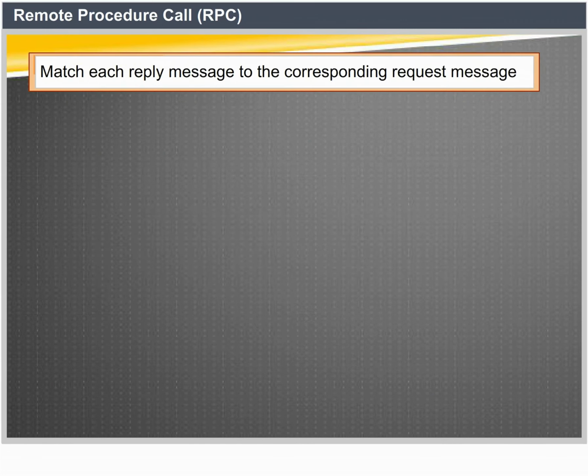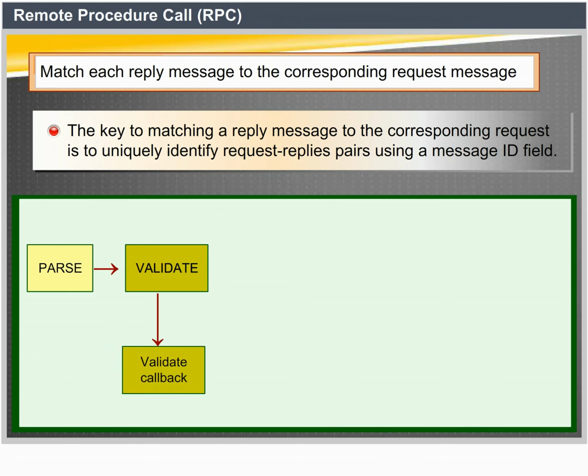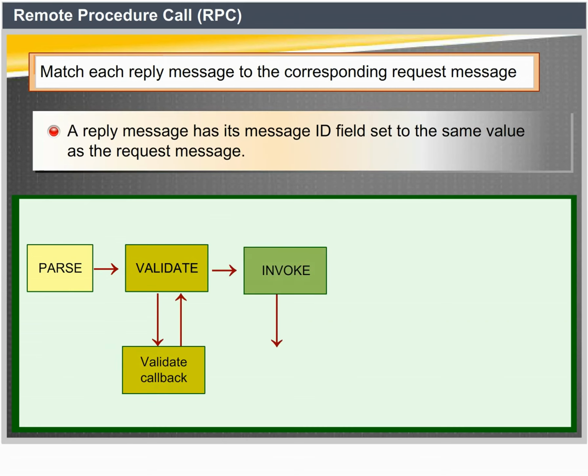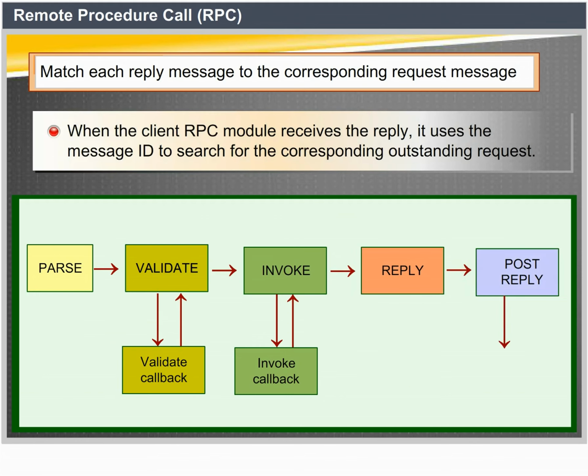Match each reply message to the corresponding request message. The key to matching a reply message to the corresponding request is to uniquely identify request-reply pairs using a message ID field. A reply message has its message ID field set to the same value as the request message. When the client RPC module receives the reply, it uses the message ID to search for the corresponding outstanding request.